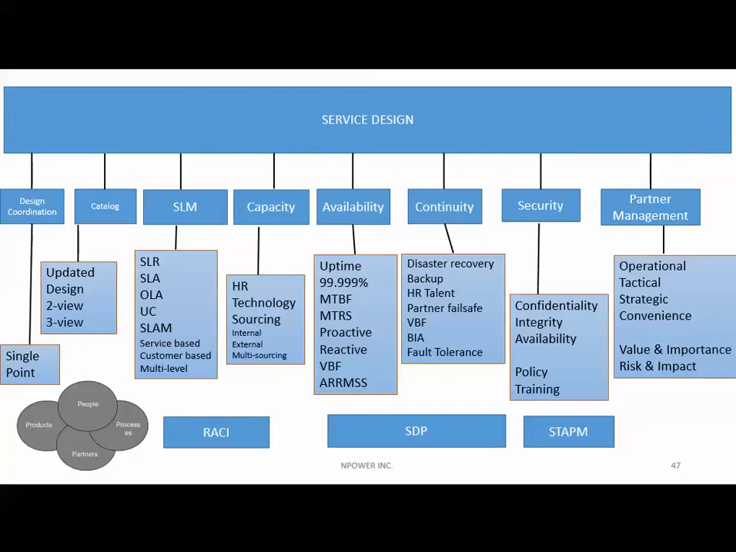What's VBF? Vital business function. So you see how that works. You need to know that vital business functions fall within the availability aspect of the service design phase of ITIL. Because they might ask you, if we are gathering information about vital business functions, under which phase does it fall? You need to know under which phase and under which process.